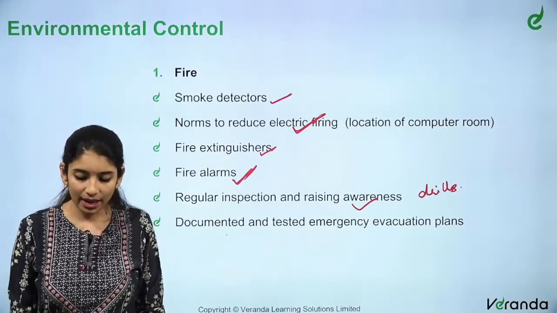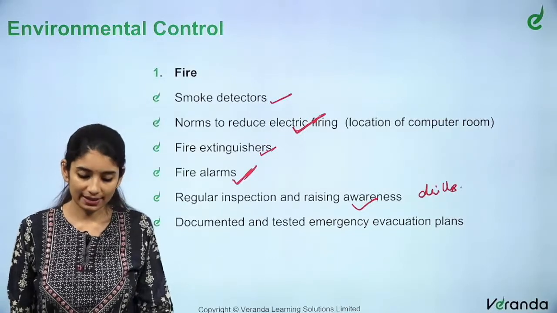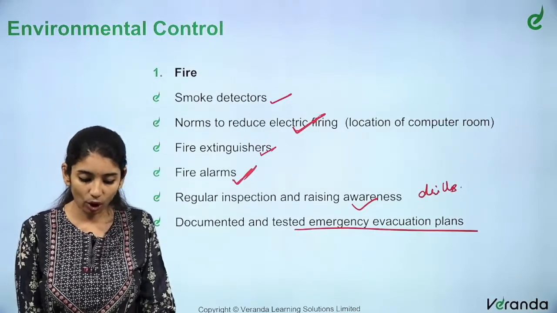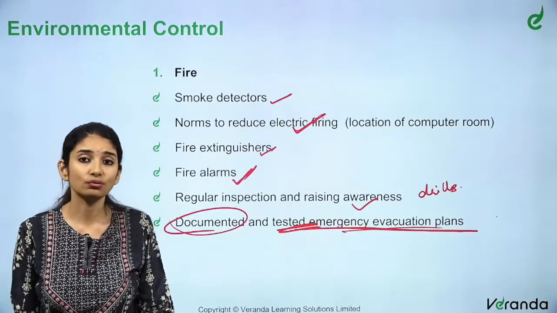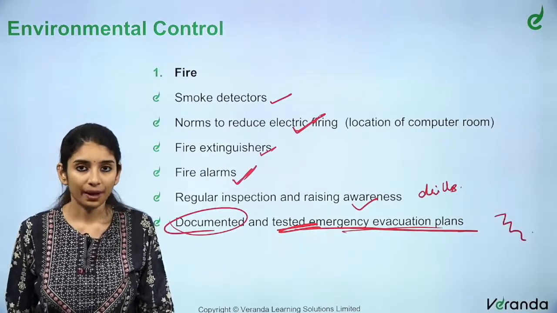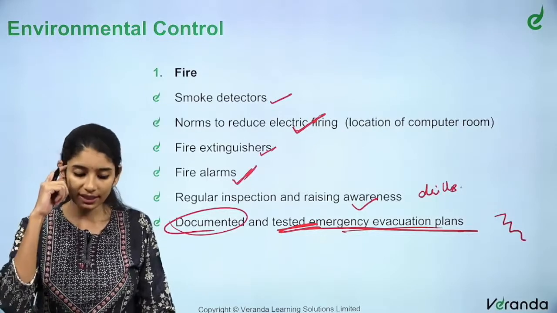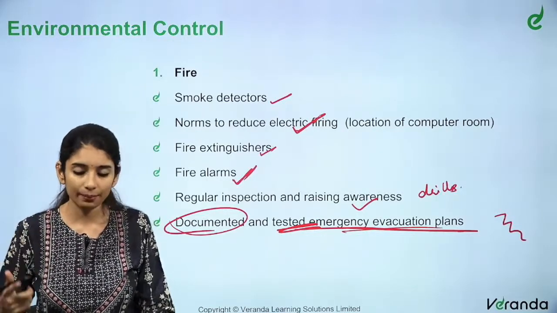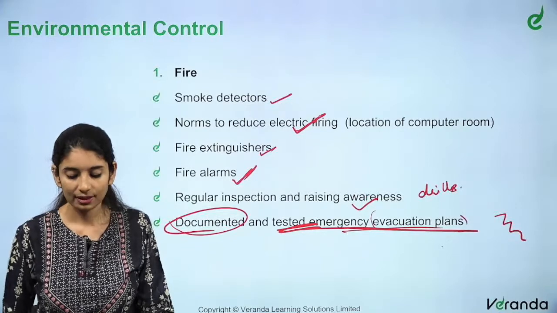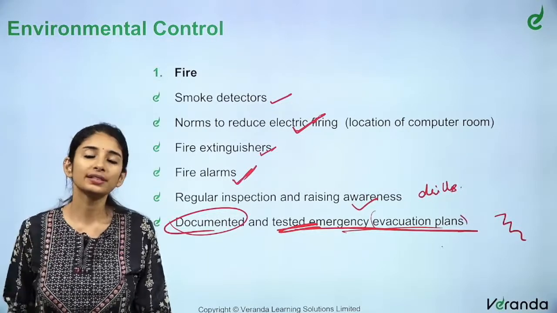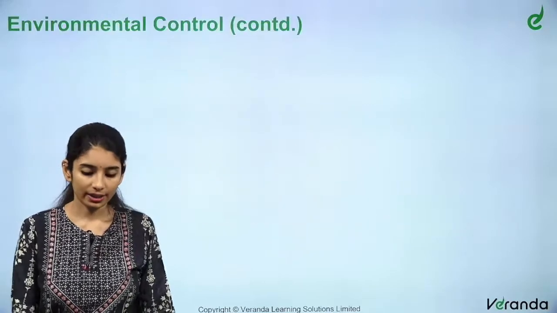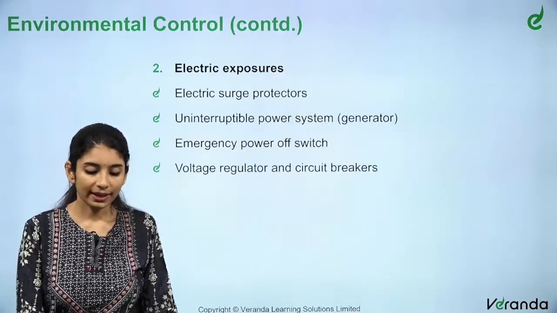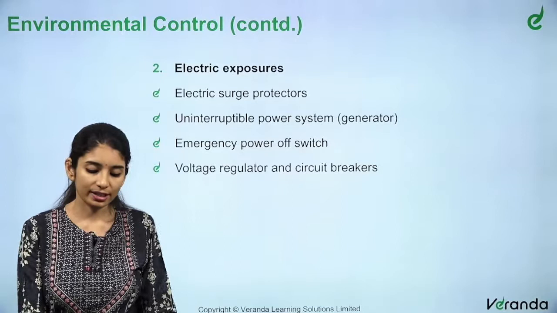Documented and tested emergency evacuation plans. You know that fire exit which is there. Yes, fire exit. All these are documented and tested emergency evacuation plans. Clear? So these are a few basic logical things that you do in order to avoid fire in your computer rooms. Next is electrical exposures.